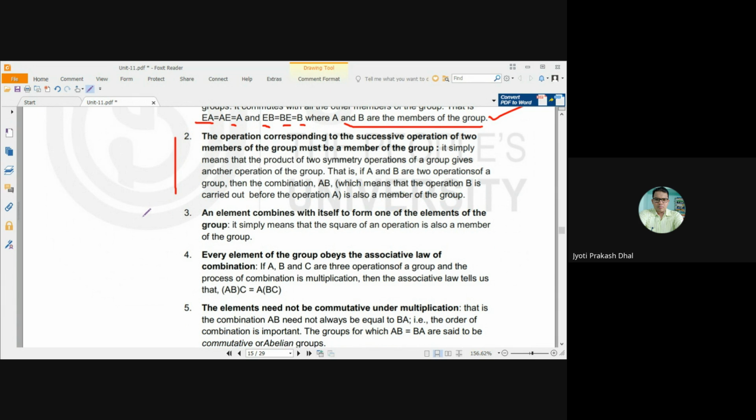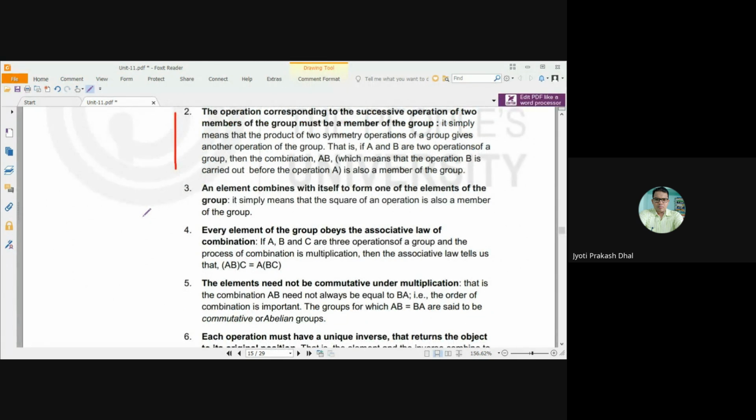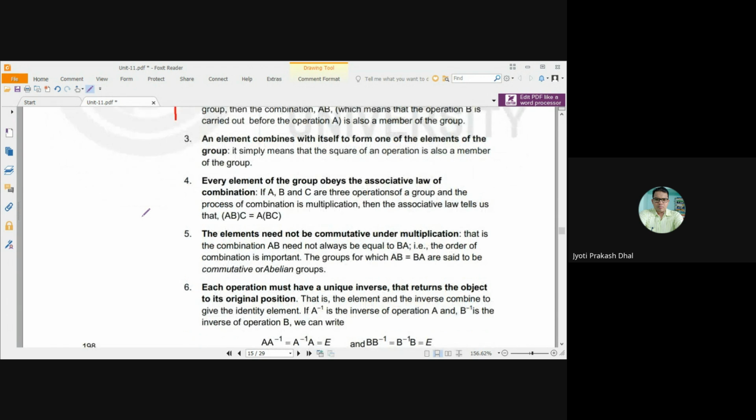Then the third one: an element combined with itself to form one of the elements of the group. It simply means that the square of an operation is also a member of the group. The fourth part is that every element of the group obeys the associative law.